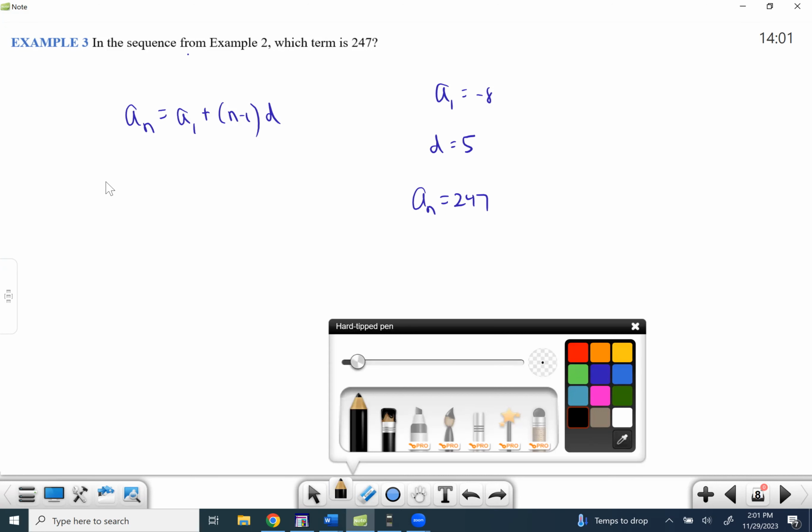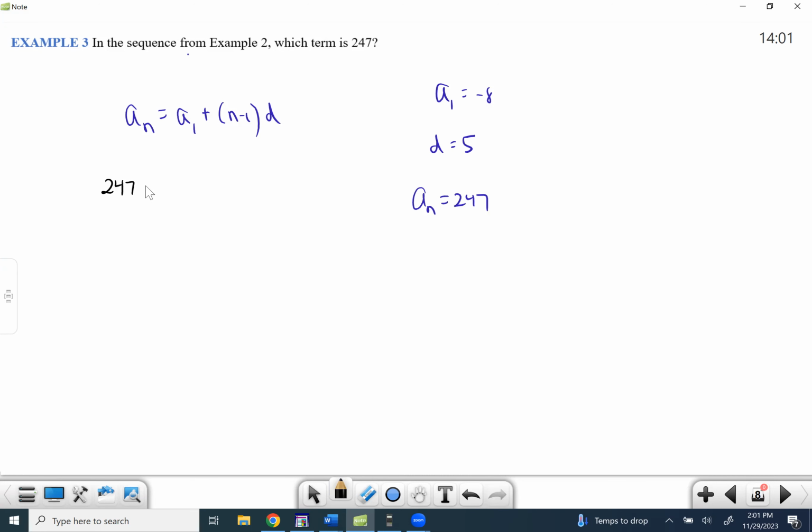So we're going to have 247 here. A sub 1 is -8. We don't know what n is. That's what we're trying to find. It says which term is 247. You know, if I knew n, let's say it was 8, then I would be able to say, oh, it's the 8th term. Okay. And then the common difference is 5.